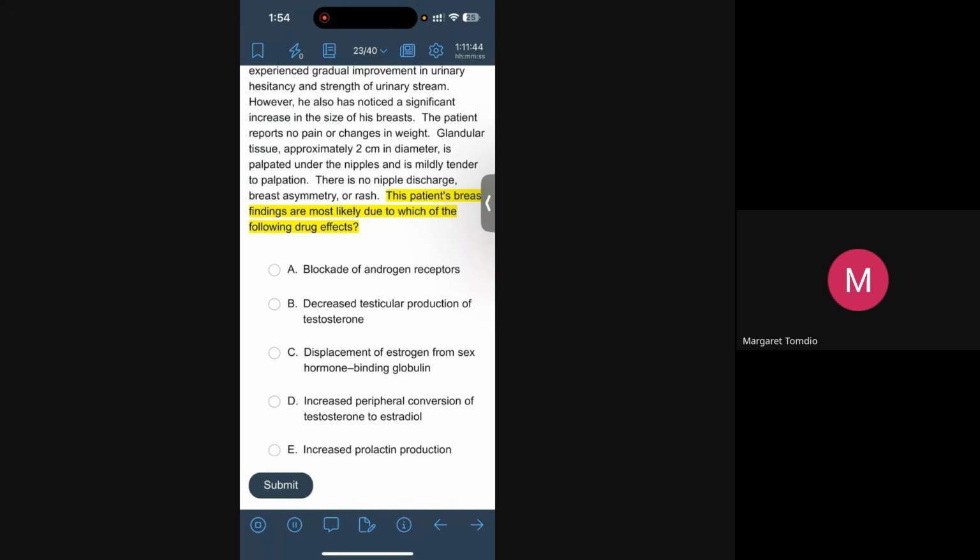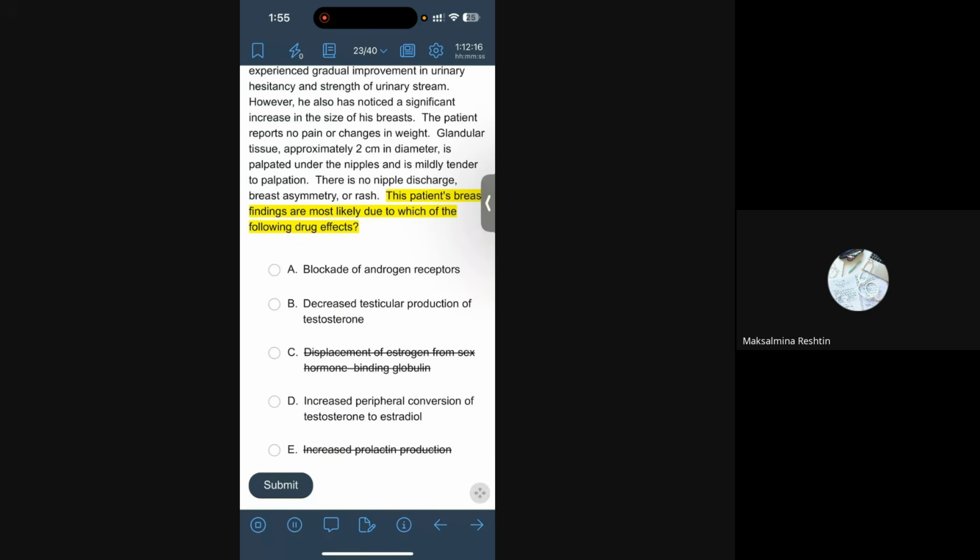Increased prolactin production. Do you think option E is the right answer? No. Do you think option C is the right answer? The drug was used for BPH, benign prostatic hyperplasia. Remember this. No, C is also not the right answer. We are left with A, B, and D.